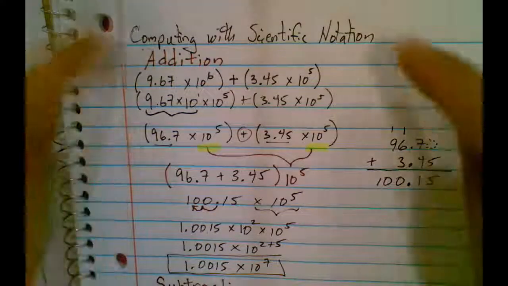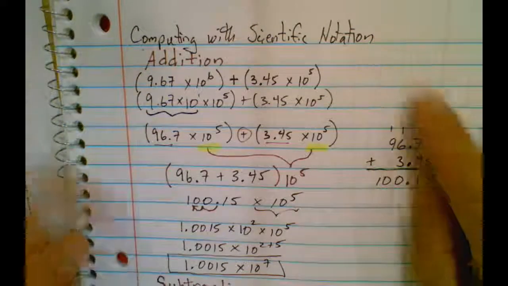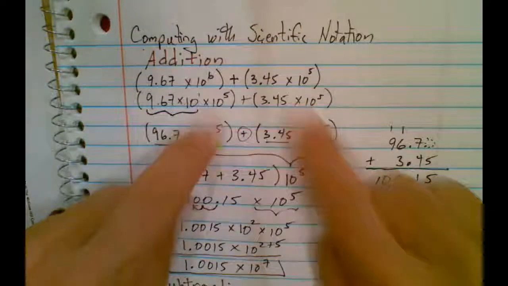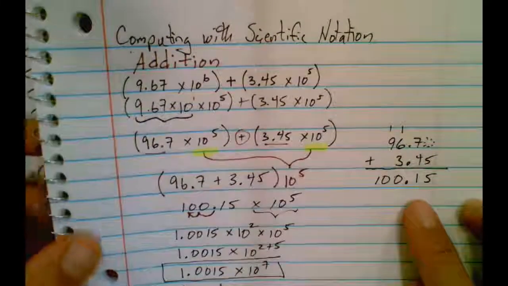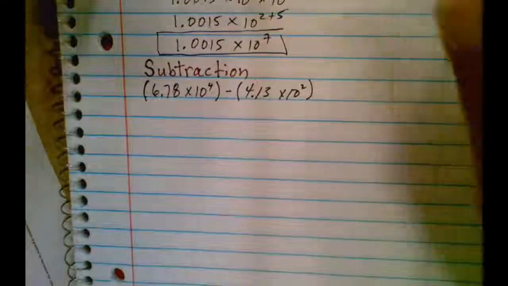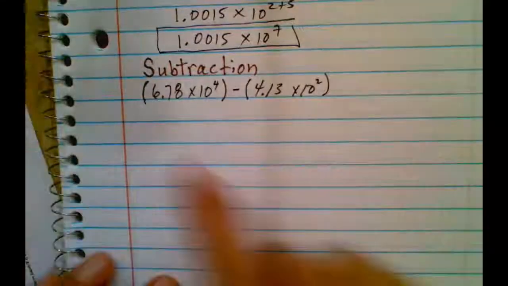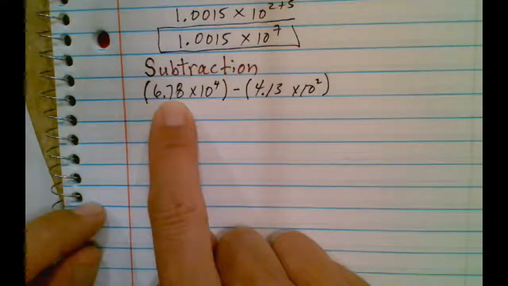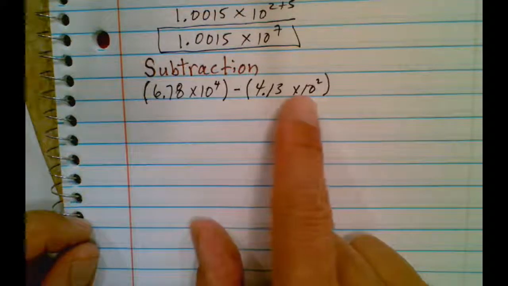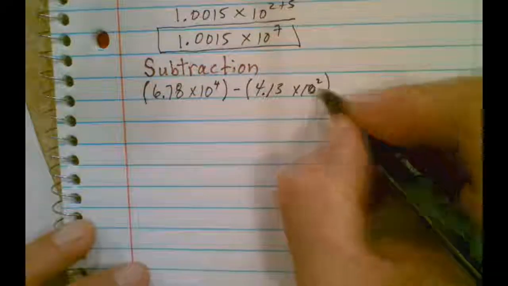Here again, more computing with scientific notation. Last video we did was on addition, adding numbers in scientific notation. It's getting late, but let's do a subtraction problem. So let me adjust this slightly. So here we go. Let's subtract 6.78 times 10 to the fourth minus 4.13 times 10 to the second. That is a 10. It may not appear to be, but that is 10 to the second.